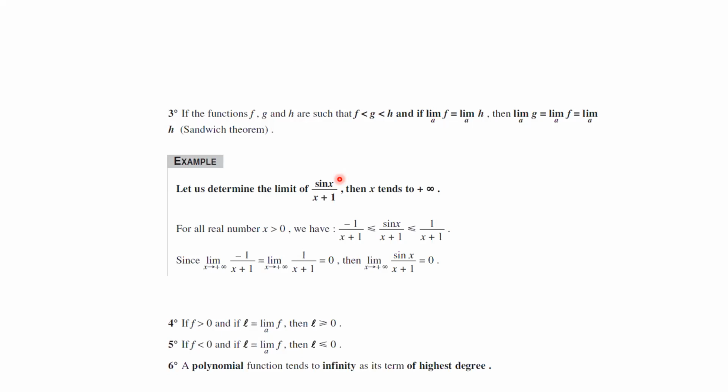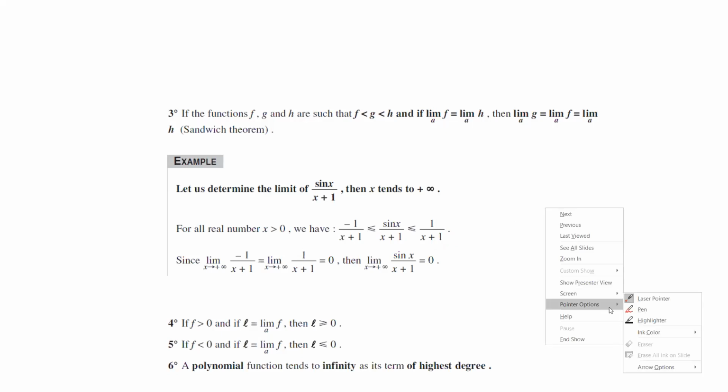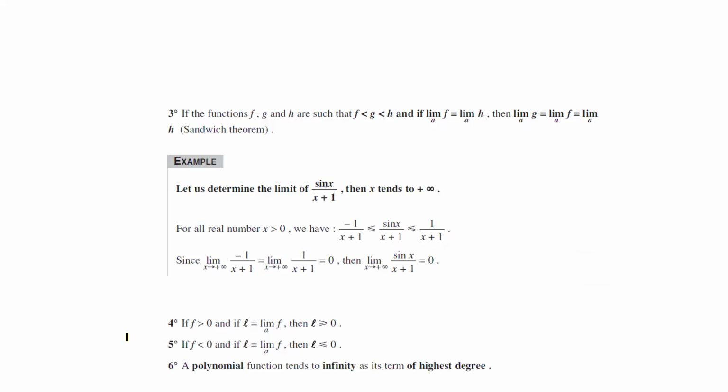This is why sin x over x plus 1 is between minus 1 over x plus 1 and 1 over x plus 1. Did you understand how this happened? The smallest value of the sine is minus 1 and the largest is plus 1. First, if we take the numerator, sin x is between minus 1 and 1.